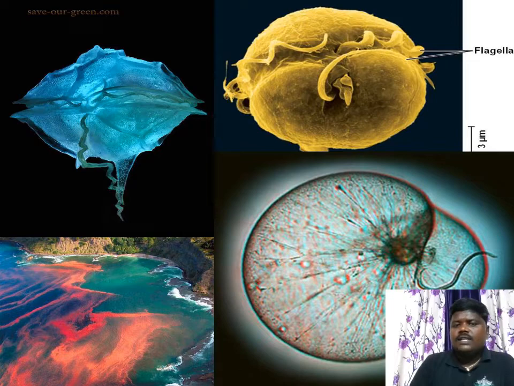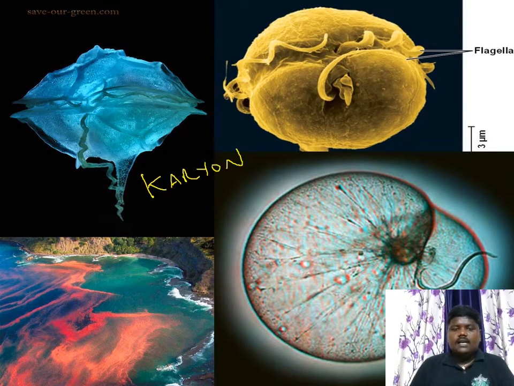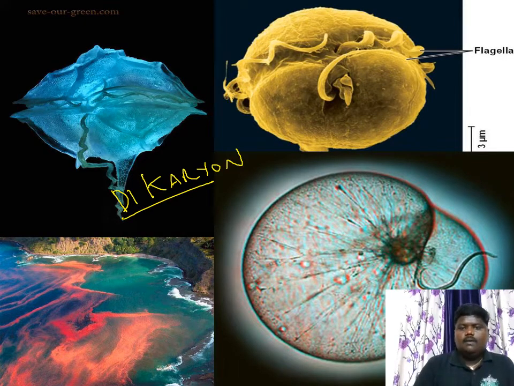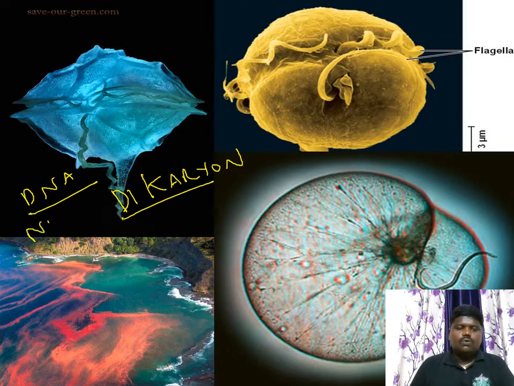The nucleus of the dinoflagellates has a special name, called dikaryon. We all know the word karyon stands for nucleus, whereas in the case of dinoflagellates, they have dikaryon, where the chromosomes are attached to the nuclear membrane and condensed throughout. Like all other eukaryotes, these dinoflagellates also have other organelles. But the drawback is they do not have histones. The DNA of these protistans does not have histones, so no histones.